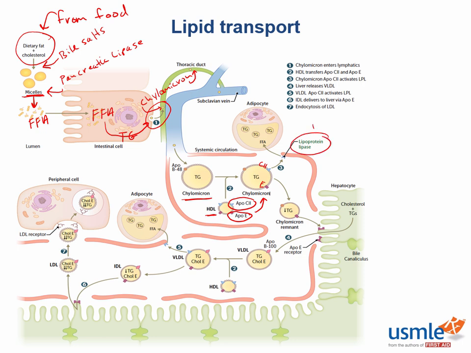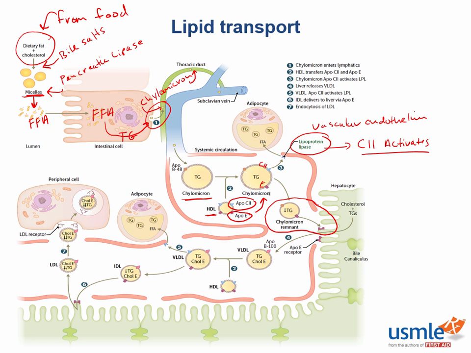Now lipoprotein lipase is found on the vascular endothelium of adipose as well as muscle tissue, and it catalyzes the same reaction as pancreatic lipase in the gut. Here, the lipoprotein lipase will degrade triglycerides found within the chylomicron into free fatty acids, and then it will incorporate these into the local cells. Now after this, the chylomicron becomes a chylomicron remnant, and this is taken up by liver hepatocytes via the ApoE receptor, as you can see here.